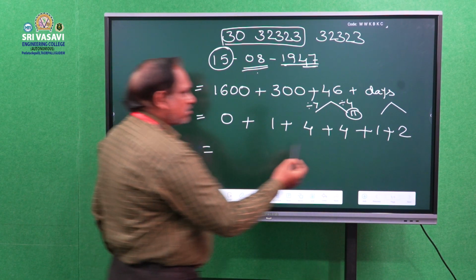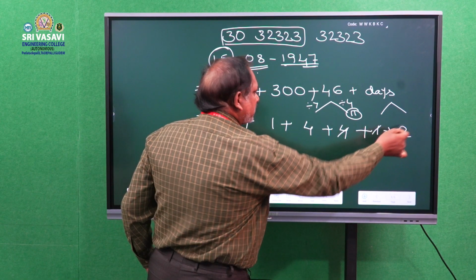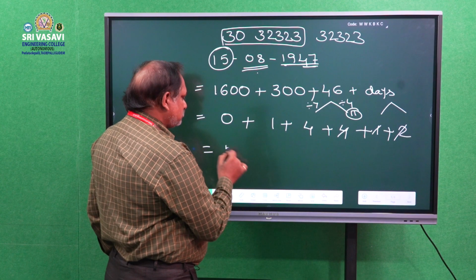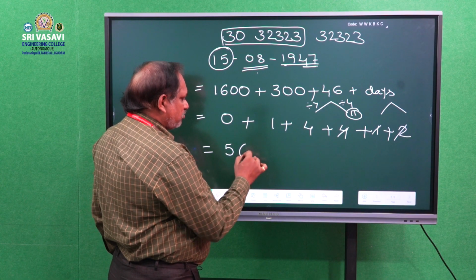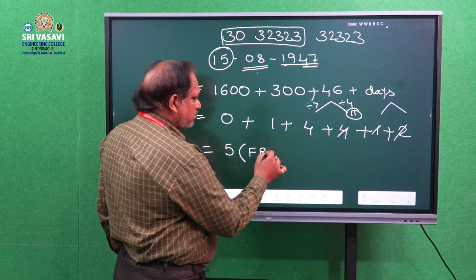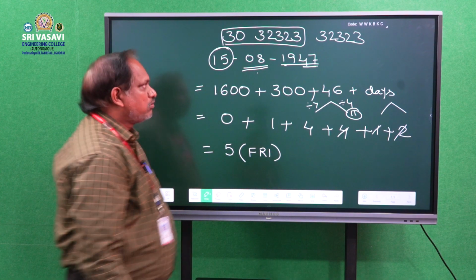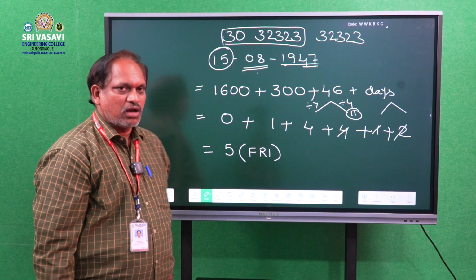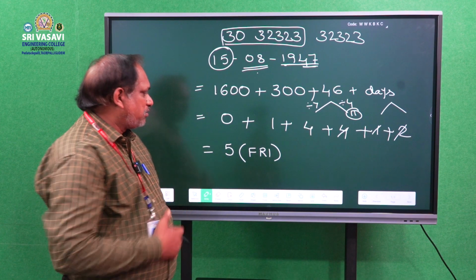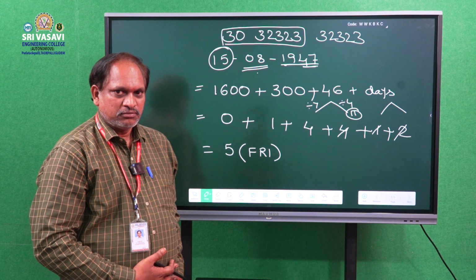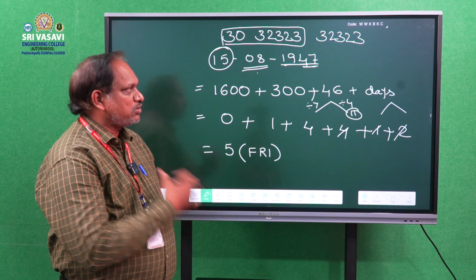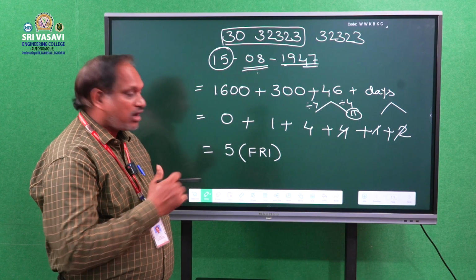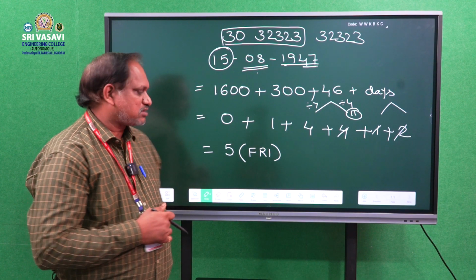Now you consider 4 plus 1 plus 2, 7 days means 0. 4 plus 1, that is remainder 5. 5 is indicated as Friday. So the first Independence Day, 15th August 1947, is well known to be a Friday. So this is the clear example. We will solve 2 more examples related to this. Later on we go for practice exercises.